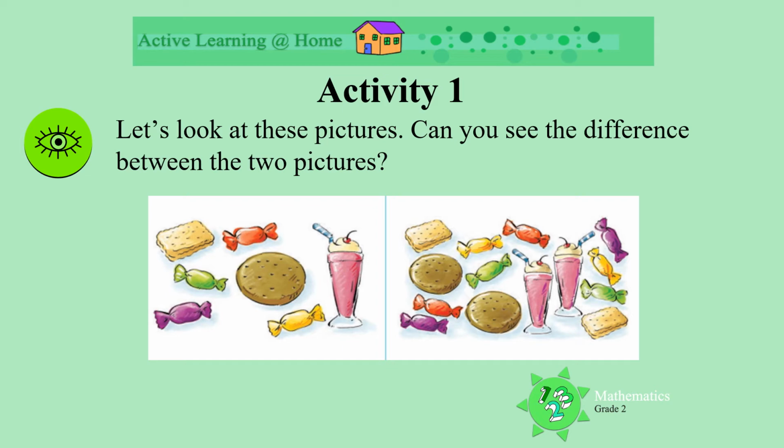Now let's do the same for the remaining items. How many round cookies are on the left-hand side? And how many round cookies are on the right-hand side? Remember to use the word double in your answer. You're doing great. On the left-hand side, we have one of each, and on the right-hand side, we have double that amount. We have two of each.